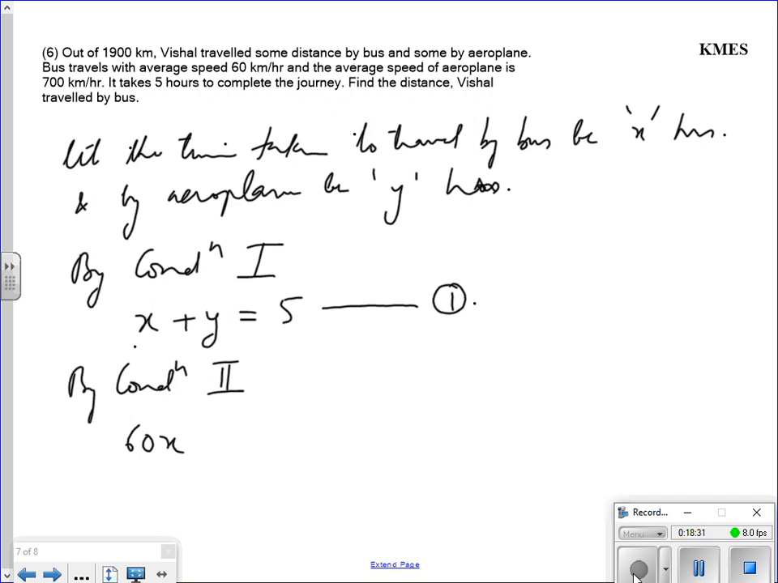So let us go to the second condition once again. Total distance traveled by Vishal is 1900 kilometers. This distance he had traveled using a bus and an aeroplane. Distance traveled in a bus will be speed of the bus multiplied by time taken, that is x hours. So 60x. Same way, distance traveled in an aeroplane will be 700, which is the speed of the aeroplane, multiplied by y, which is the time taken in the aeroplane, equal to total distance, that is 1900 kilometers.